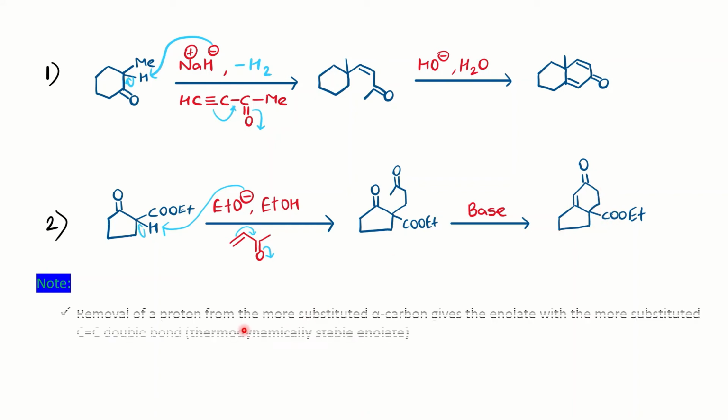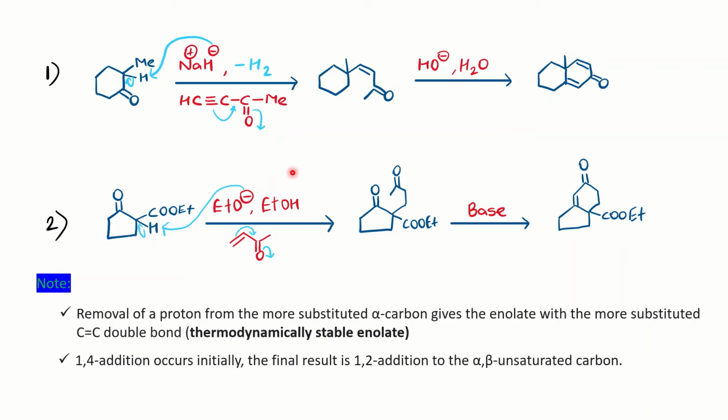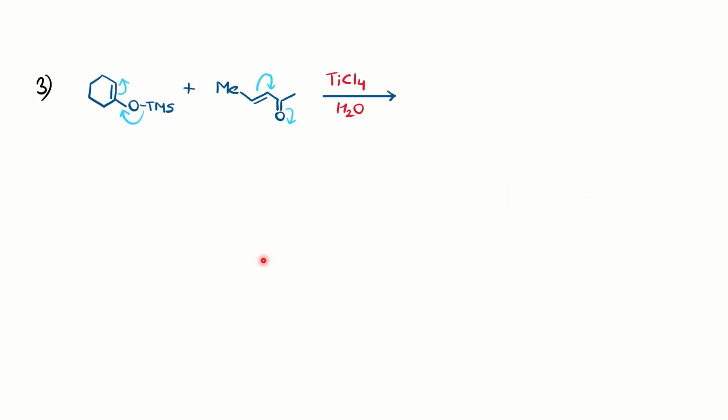So 2 points we have to make, that removal of a proton from the more substituted alpha carbon gives the enolate, which is more substituted C double bond C. Basically we call it the thermodynamically stable enolate, which gives you the major product here. Another one is 1,4 addition takes place. Initially we feel 1,4, but finally the output shows that it is 1,2 addition to the alpha beta unsaturated ketone. So these are some points, and we'll see the last reaction for Robinson ring annulation.